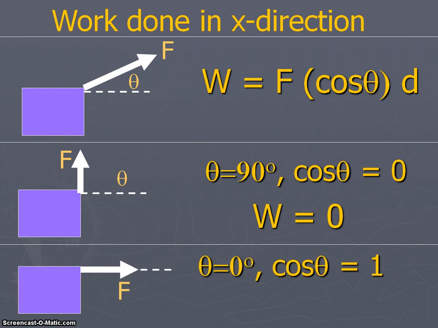And if the force is in the exact same direction as motion, then cosine of 0 is 1, so work is just equal to force times distance. So this is how that formula applies to these different situations.